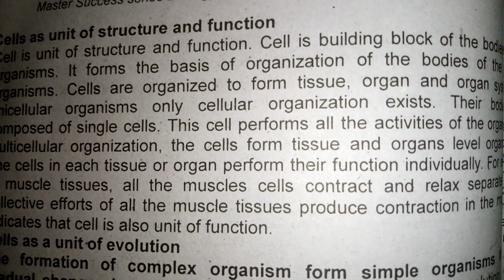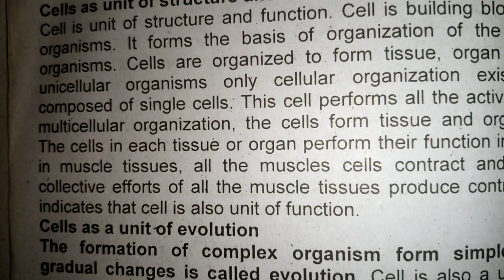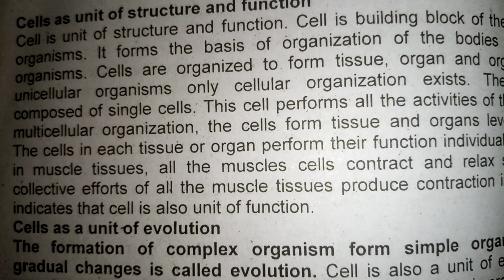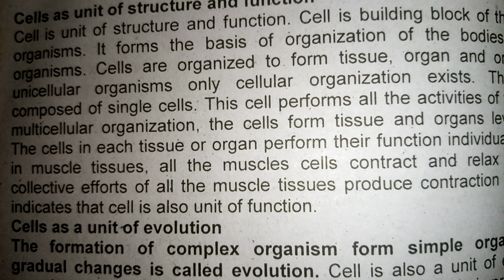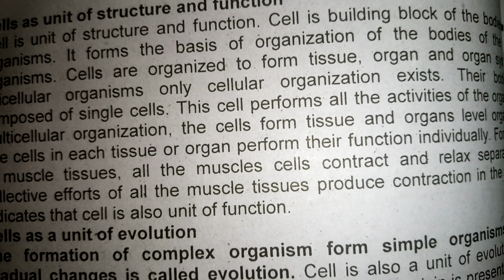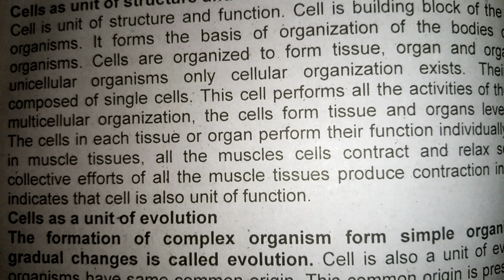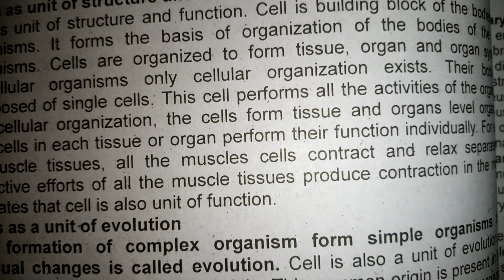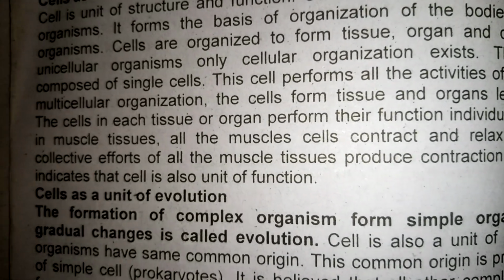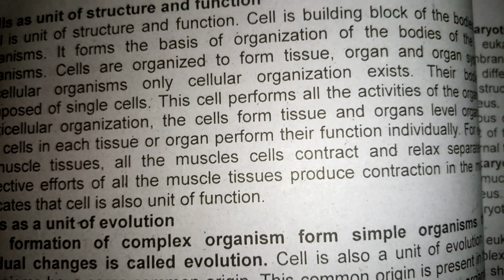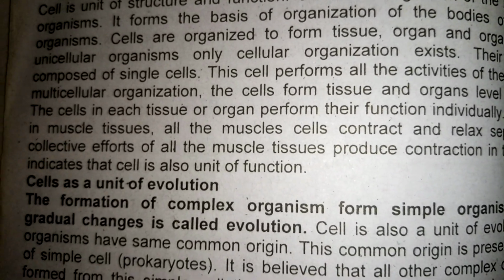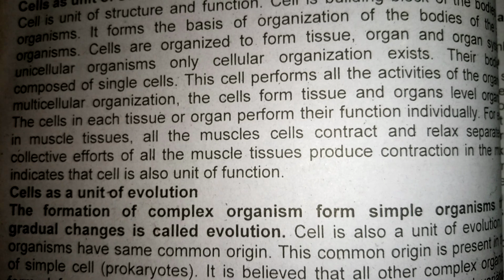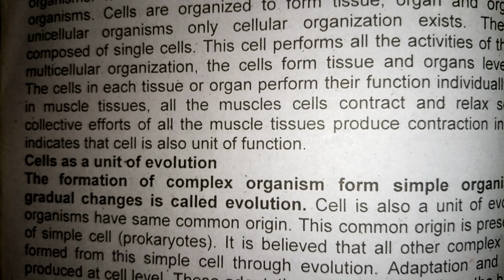In unicellular organisms, only cellular organization exists. Their body is composed of a single cell. The cell performs all the activities of the organism. In multicellular organization, the cells form the tissue and organ level of organisms. The cells in each tissue or organ perform their functions individually. For example, in muscle tissue, all the muscle cells contract and relax separately. Collective efforts of all the muscle cells produce contraction in the muscle, indicating that the cell is also a unit of function.